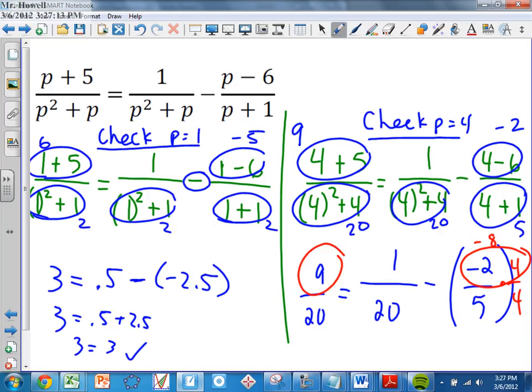Negative 5 over 2, which is negative. Minus negative 8, which is plus 8, which is a 9. Look at your numerators now. The denominators are all 20. You can drop them all off. 9 equals 9. 1 minus negative 8, which is 1 plus 8, which is 9. By the way, they will both still work.